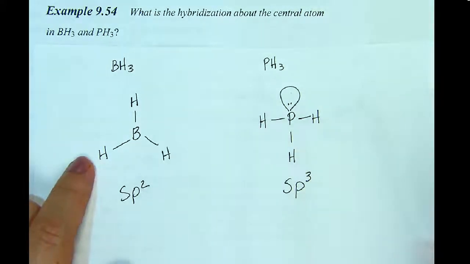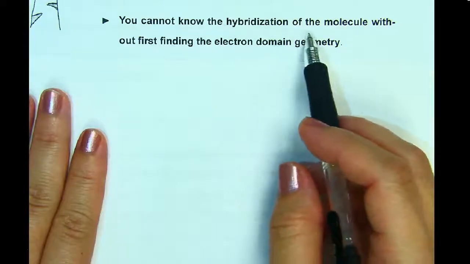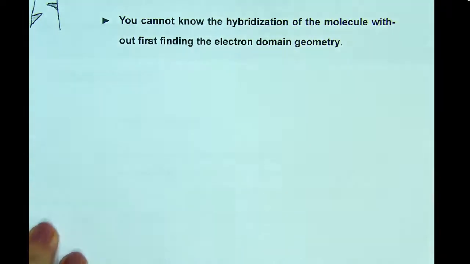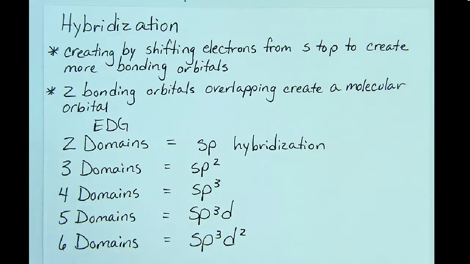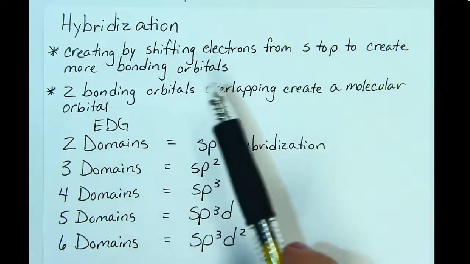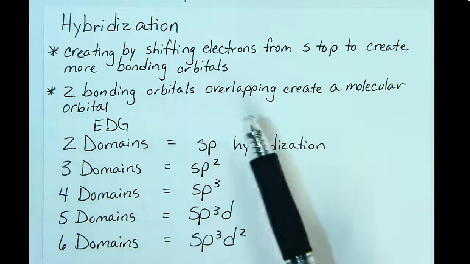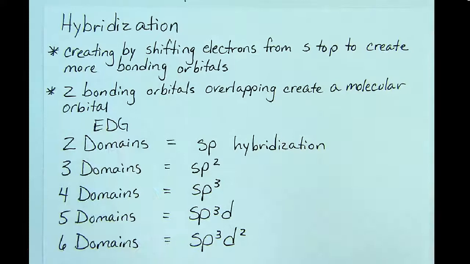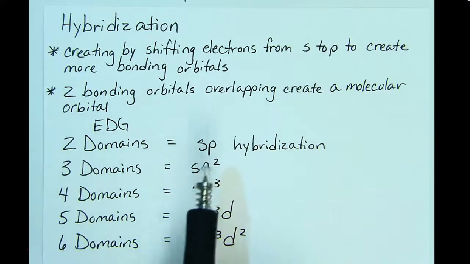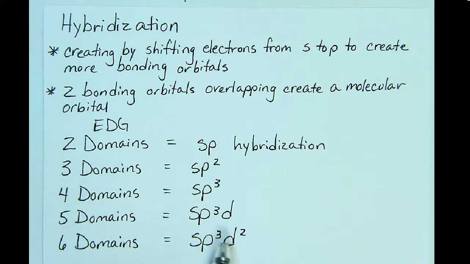You cannot know the hybridization of a molecule without first finding out its electron domain geometry. Hybridization, and here's your note card, is created by shifting electrons from the s to p to create more bonding orbitals. Two bonding orbitals overlapping create a molecular orbital. When you have two domains, you have an sp hybridization, 3 domains sp2, 4 domains is sp3, and 5 domains is sp3d, and 6 domains is sp3d2.